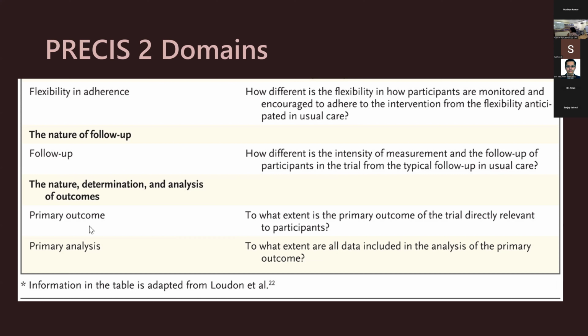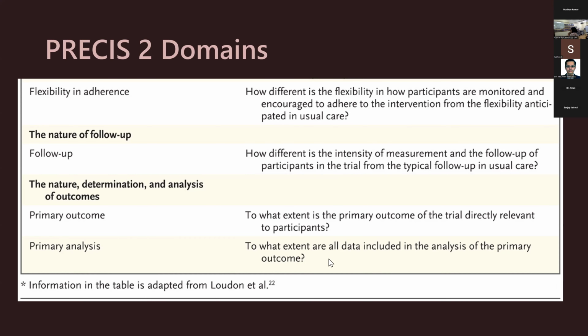So then the primary outcome. In a pragmatic trial, it is required that the primary outcome is relevant and clinically meaningful to the participant. So mostly the primary outcomes would be hard outcomes like mortality benefit, whereas an explanatory design would have surrogate outcomes. And for primary analysis, whoever is randomized is included in the analysis in a pragmatic trial. So an intention-to-treat analysis is done. They are not looking at per protocol.